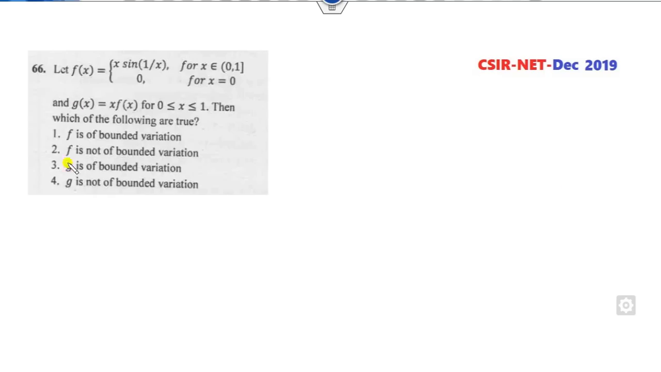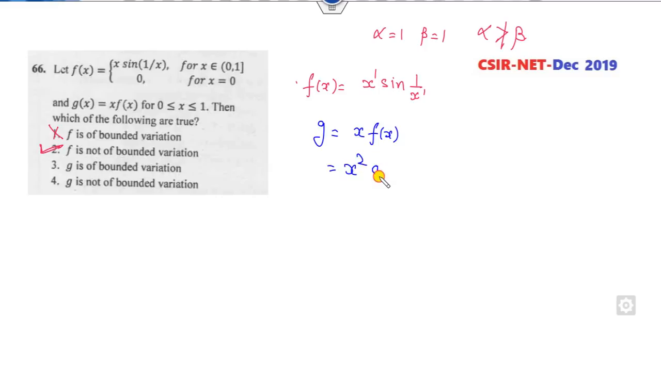Okay, look at this one. Again, this is similar to the previous one: which of the following is of bounded variation? So f(x) is x sin(1/x). You can see the power is 1, alpha is 1, beta is 1, so alpha is not greater than beta. So f is not of bounded variation. What is g? g is nothing but x times f(x), so this is x² sin(1/x). So alpha is 2, beta is 1, which is greater than beta. So it is of bounded variation. G is not cancelled.